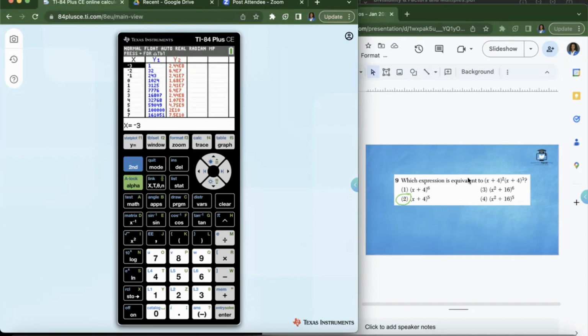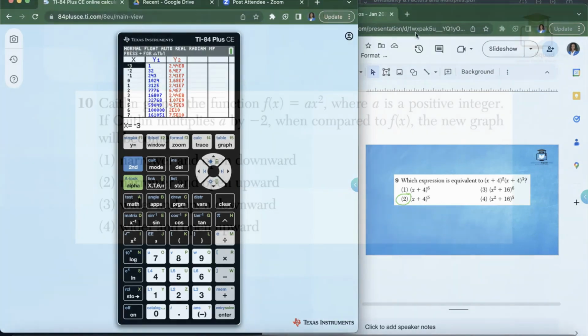So when we're identifying equivalence, you're trying to find the expression that is exactly the same. So we can double check to see if these y values are equivalent. Let's check out question number 10 next.